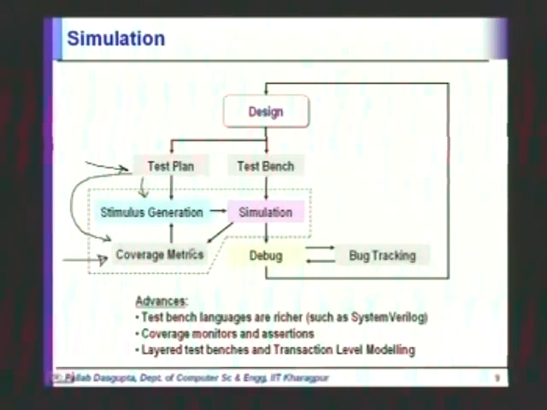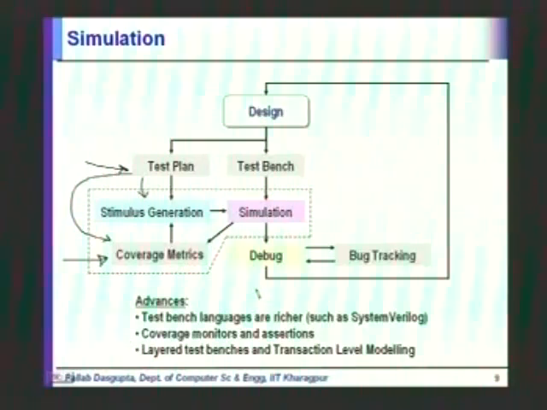We will study these things in more detail when we go into how the simulator works. And then after the simulation results are available, you debug and make sure whether there are any bugs that have come up. In other words, does the simulation output differ from your golden outputs? If so, then you do bug tracking and go back to the design to change the design, and then again go through the whole flow.